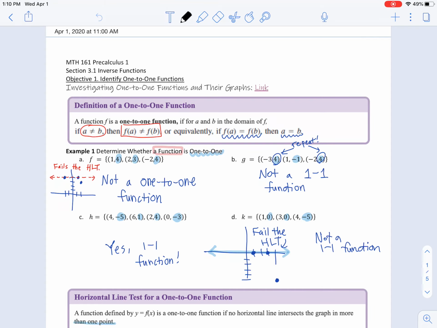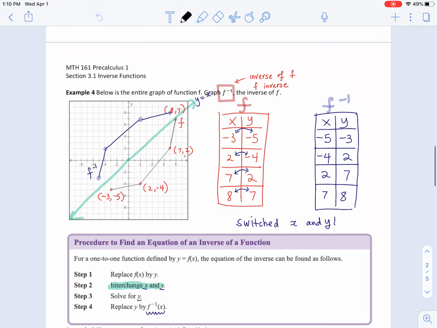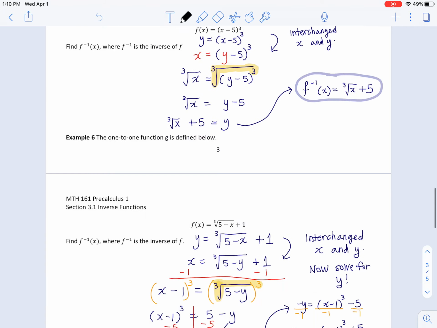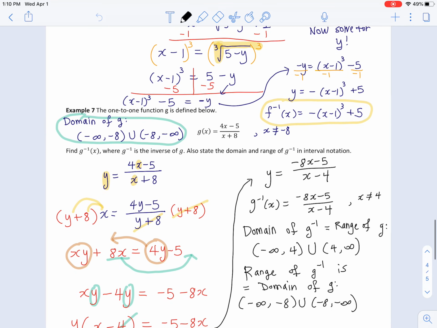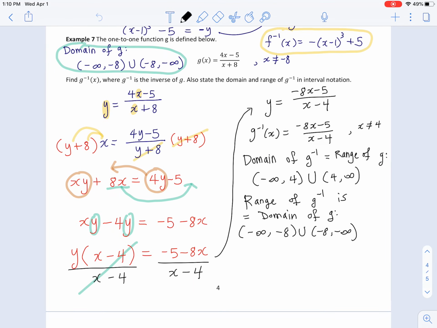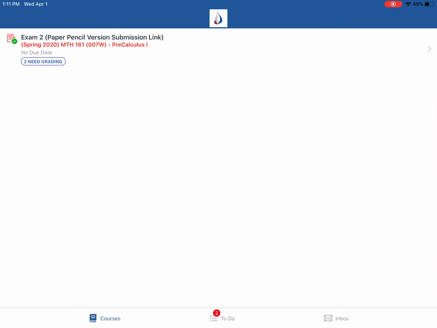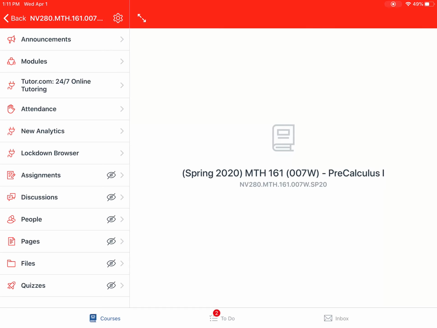Alrighty, welcome back. I'm gonna go ahead and finish the second objective that I skipped. The first video covers objective 1, identifying one-to-one functions, and then we also did objective 3, finding the inverse of a function. And the assigned problem for this week is gonna be very similar to example 7.